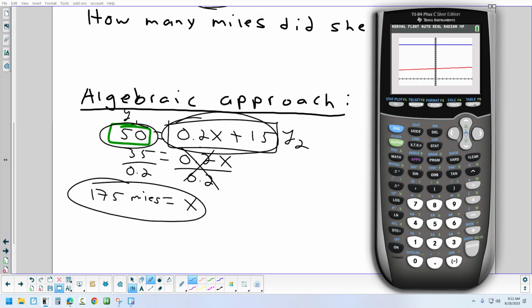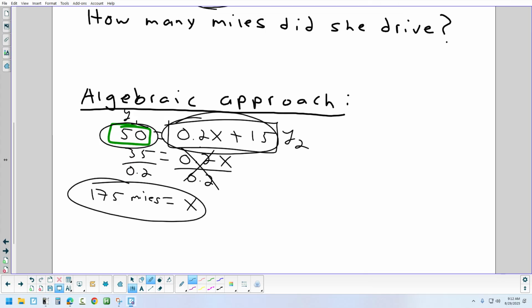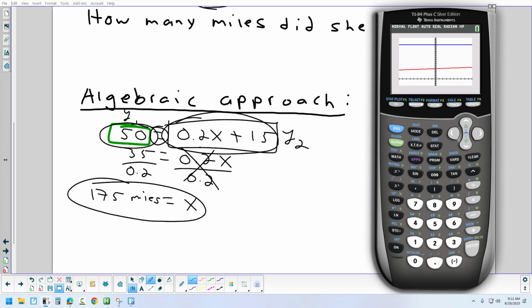Okay, so that's what we got right now. Now, I'm trying to find out where y1 equals y2. What do you think that means? Not algebraically, we did it algebraically. What do you think that means visually? Where y1 equals y2. This is y1, this is y2. Yep. Where they intersect. Where they intersect.